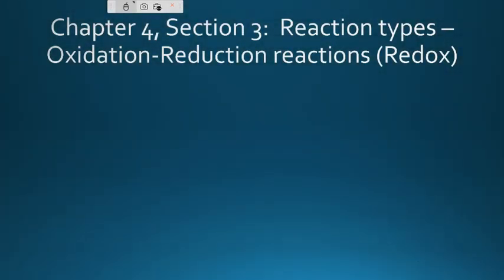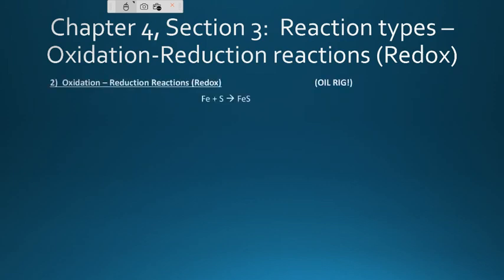We're in Unit 4, taking a look at Section 3, reaction types of oxidation and reduction reactions. This is a new one for people in Gen Chem. We don't typically talk about redox reactions. That's a short way of describing these. And so let's take a look at what that actually means first.